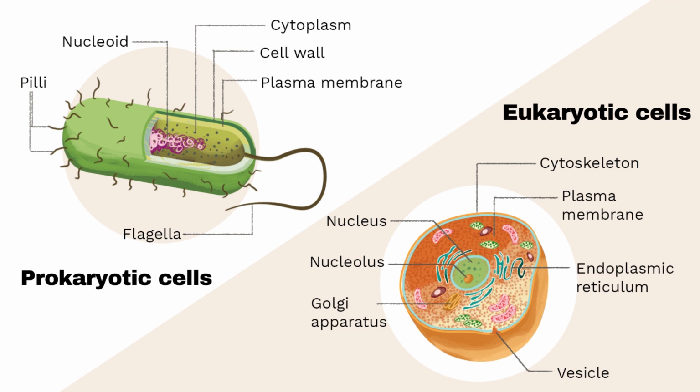Prokaryotic cells don't have a nucleus or membrane-enclosed organelles. They do have genetic material, but it's not contained within a nucleus. Prokaryotic cells are always one-celled, or unicellular organisms, such as bacteria.